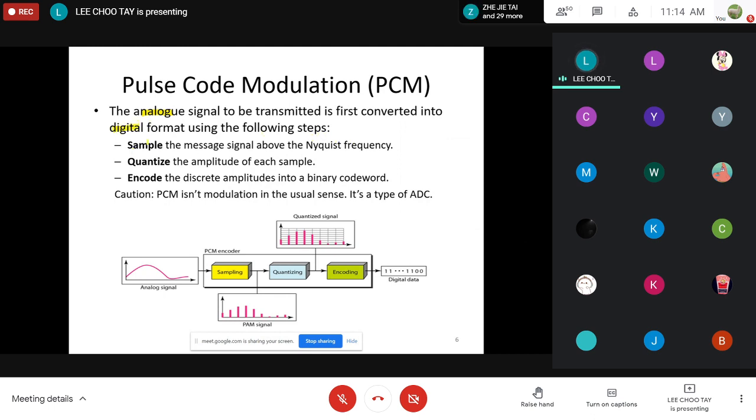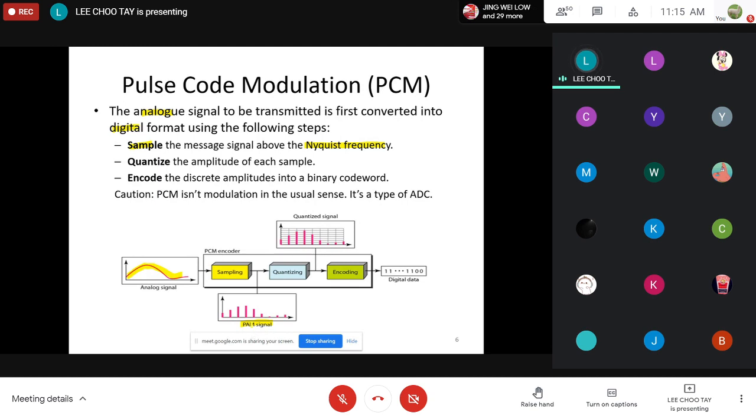There are three steps. You need to first sample the message signal and make sure you sample above the Nyquist frequency. This is based on the sampling theory that we have studied before. If you look at the diagram at the bottom, we have an analog signal here, continuous in time, continuous in amplitude. After performing the sampling, the sampling process gives us a series of PAM signals. These PAM signals are discrete in time, but continuous in amplitude. Continuous in amplitude means we still cannot use binary data to represent them.